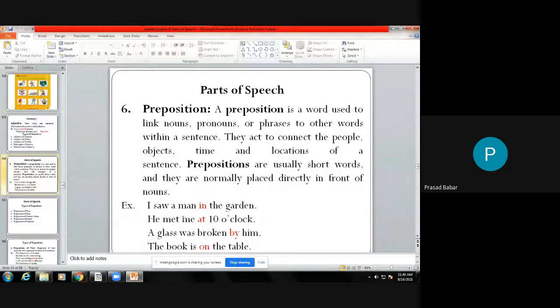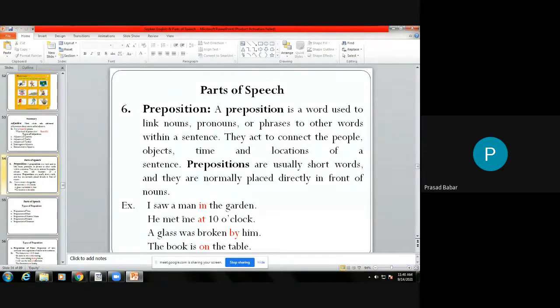Then they act to connect the people, objects, time, and locations of a sentence. So prepositions act to connect the people, objects, times, and locations with other parts of the sentence.